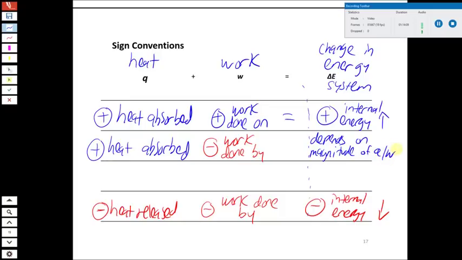All right, so if Q is larger than W, it'll be positive. If Q is smaller, it'll be negative. So if one of them is positive and one is negative, the delta E is, again, the sum of the two, and it could be positive or negative.